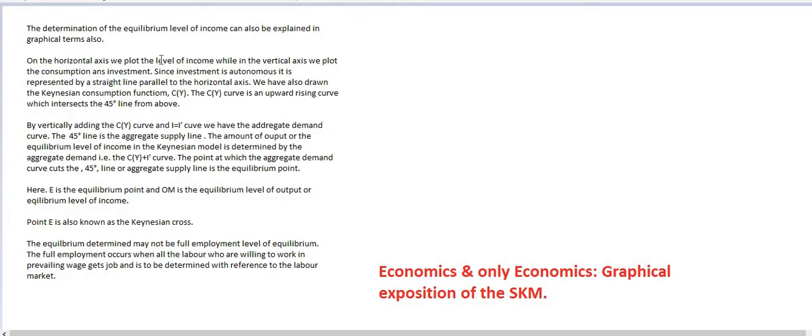On the horizontal axis, we plot the level of income, while on the vertical axis, we plot consumption and investment. Some typographical errors may be there, you can correct them. So on the horizontal axis we are plotting the level of income, that is denoted by capital Y.